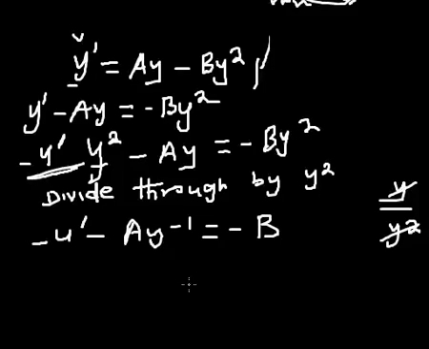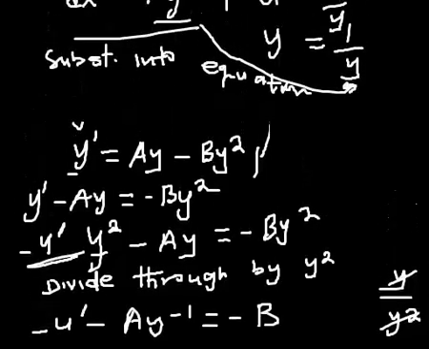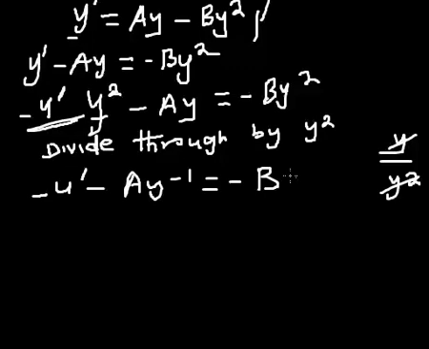Okay, let's see, because one is supposed to have y attached to it, then the other. Okay, so let's see. So I'm going to rearrange this equation so that it will be of this form. Minus u prime, minus b comes over and becomes plus b. Then of course minus a y raised to the power minus 1 goes over.